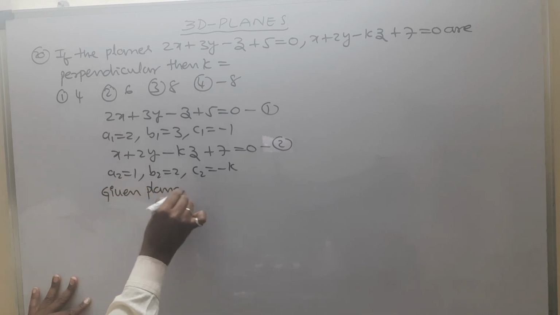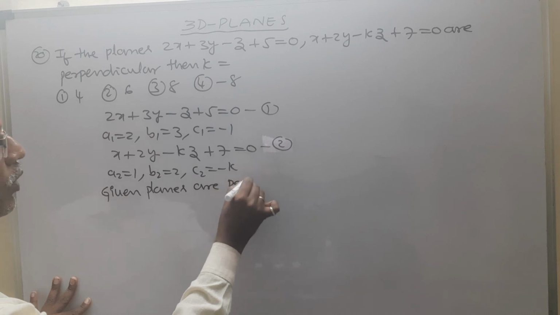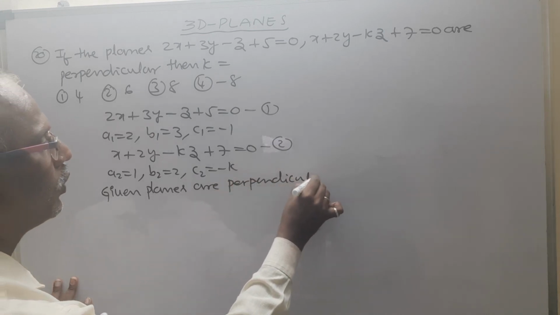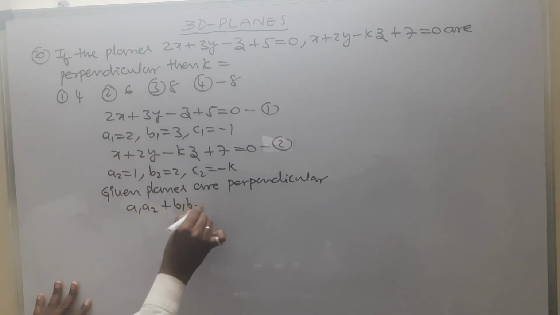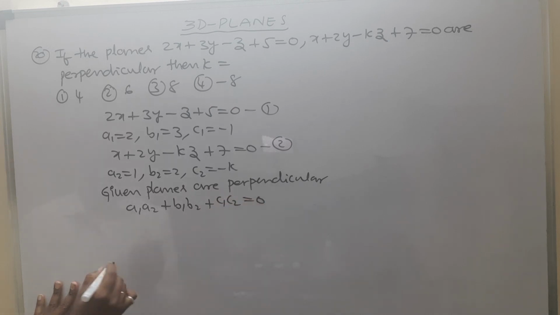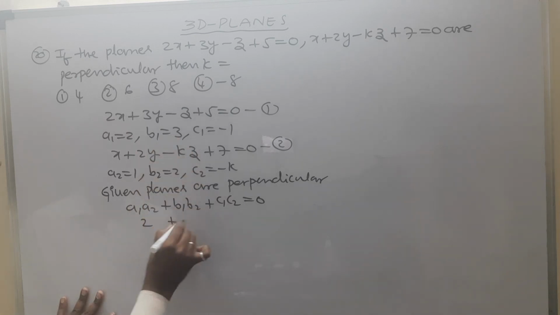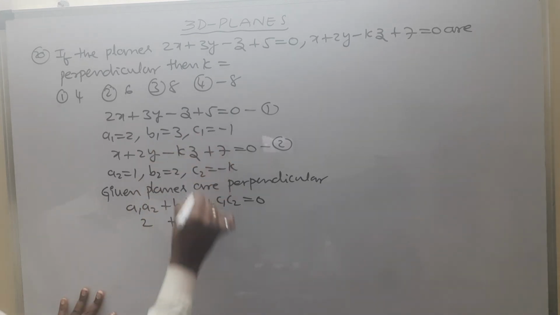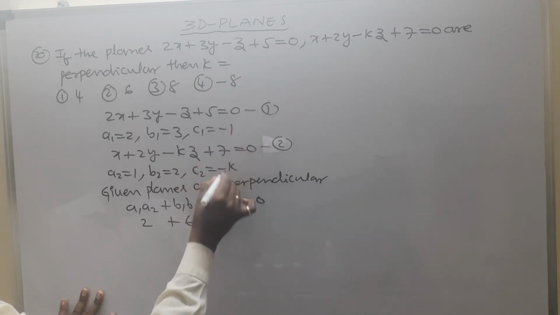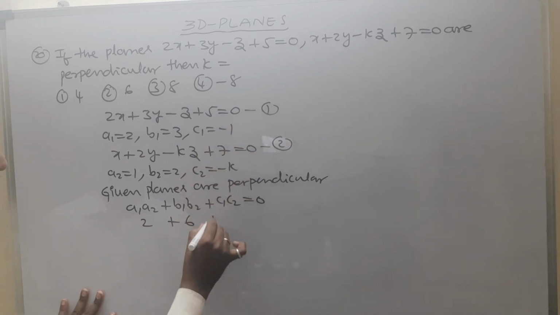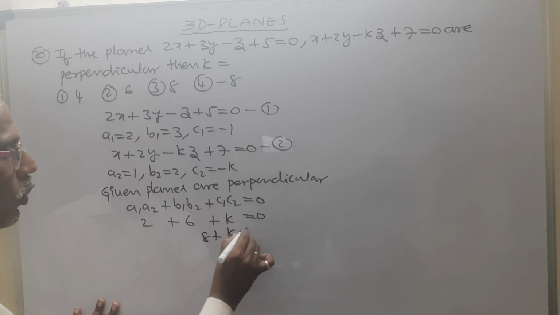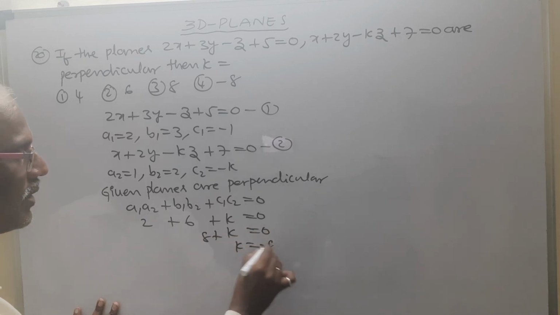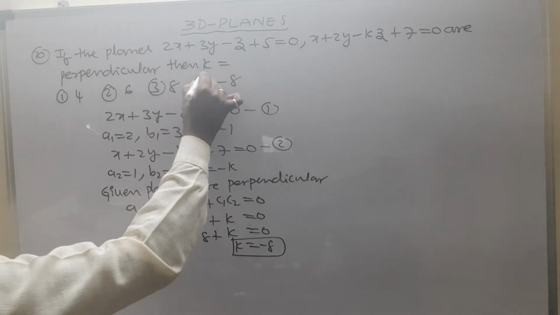Here given planes are perpendicular. Here a1 a2 plus b1 b2 plus c1 c2 equal to 0. a1 a2, 2 into 1, 2, b1 b2, 3 into 2, 6, c1 c2, c1 is equal to minus 1, c2 is equal to minus k, minus minus plus k. 2 plus 6, 8, plus k equal to 0, k equal to minus 8. This is the answer. Here the fourth option is correct.